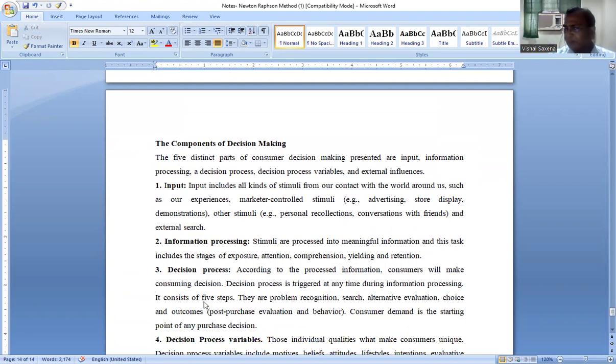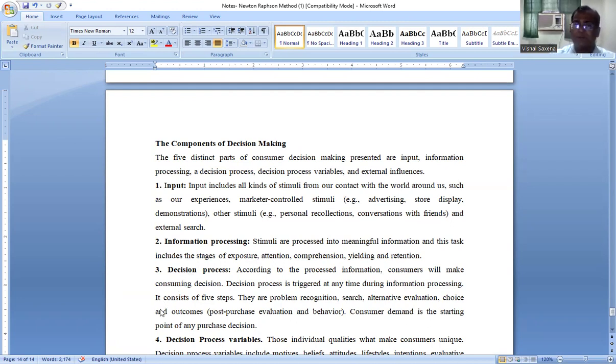Information processing means the stimuli are processed into meaningful information, and this task includes the stages of exposure, attention, comprehension, yielding, and retention.